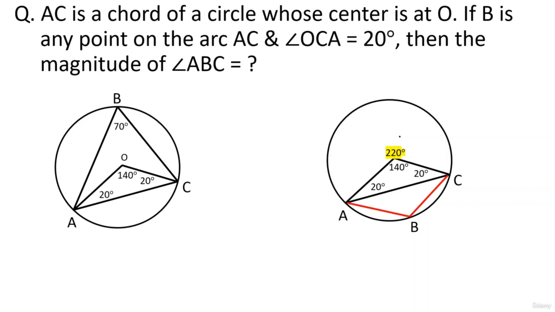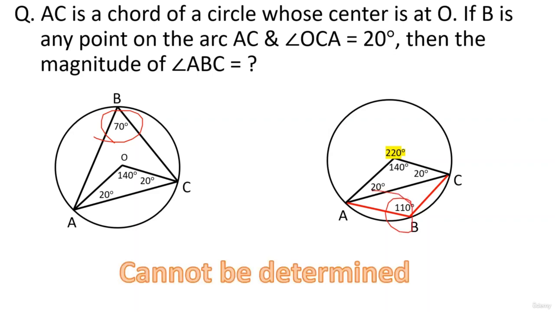Now ABC, guys, is the inscribed angle for this major arc, right? So how much will ABC be? Half of 220, which is 110 degrees, right? So your answer can be either 70 degrees or 110 degrees. Hence your actual answer will be: cannot be determined.